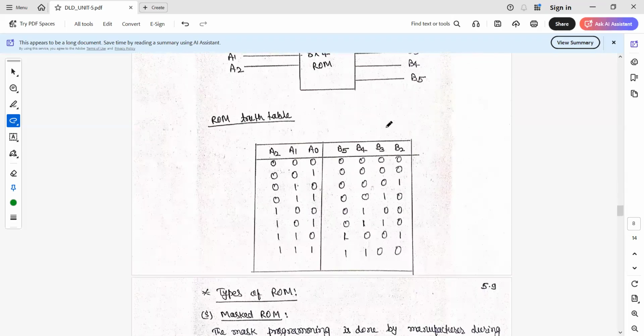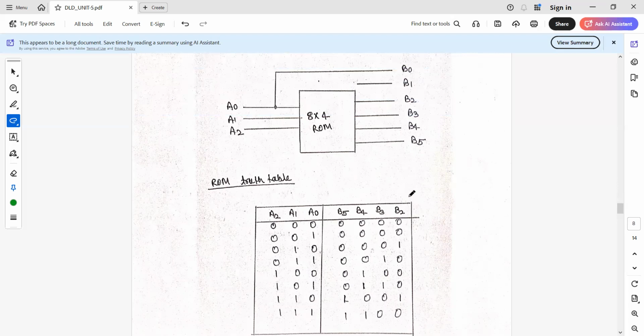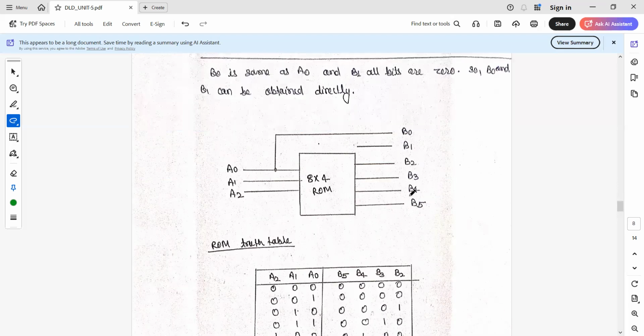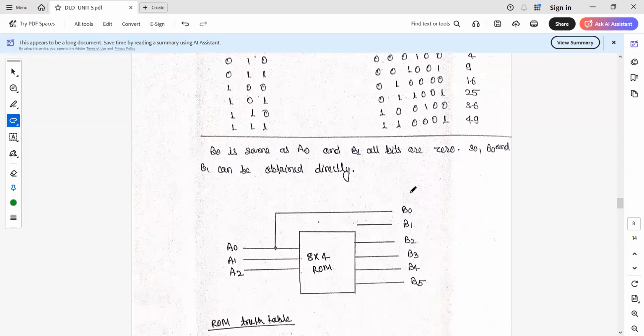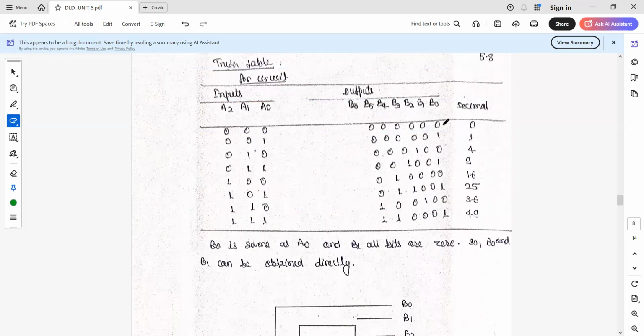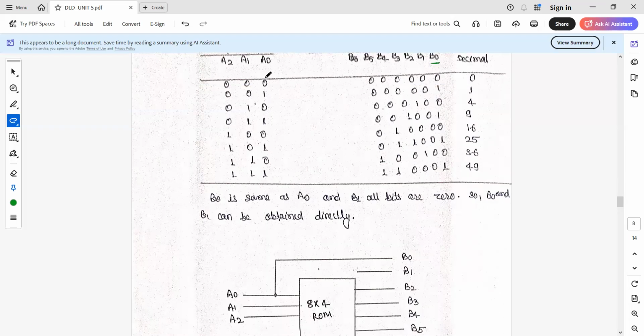So in the K-map, with the help of the truth table, we can realize this for different values when we are going to represent them. So we'll see that in this: B0 is the same as A0, and B1, all bits are 0 only. That's why we are able to do this.